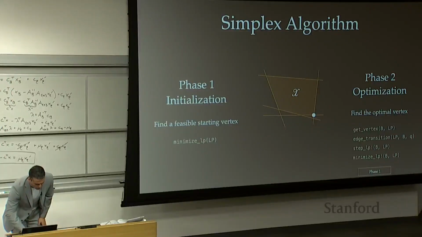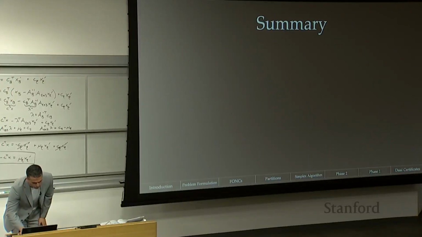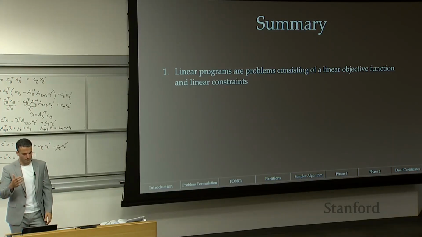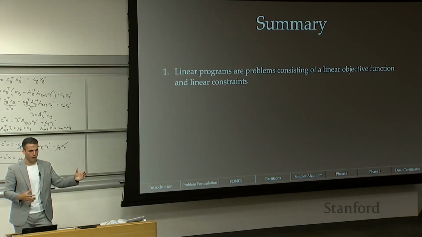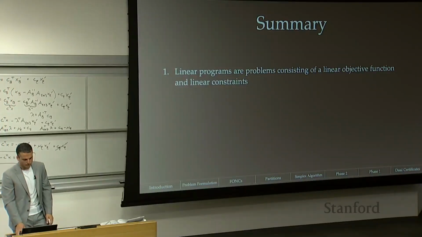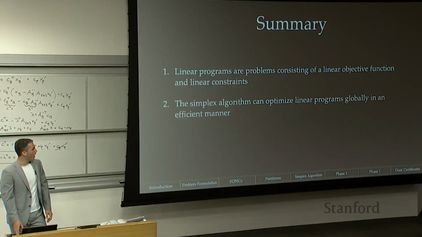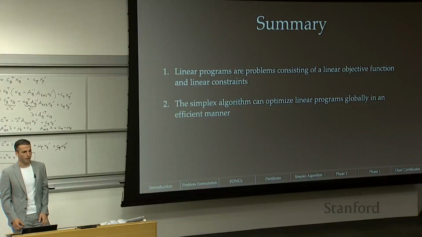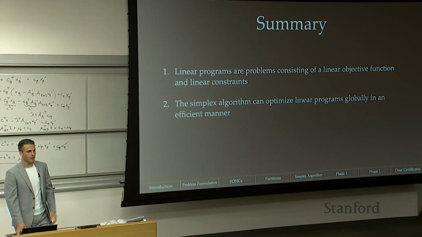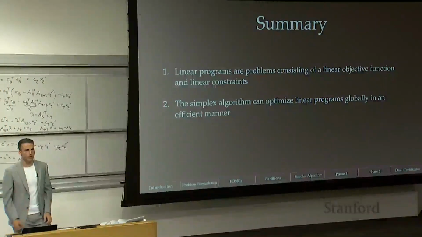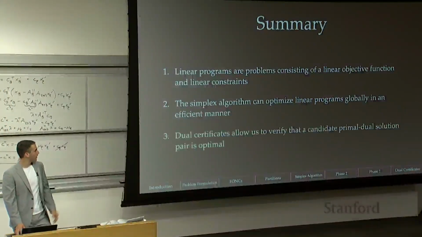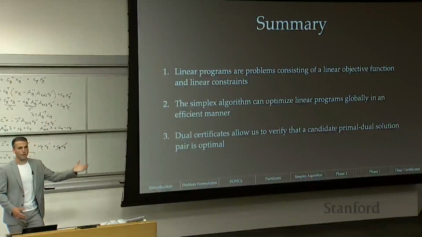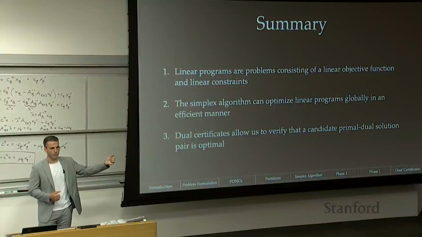I'll wrap it up here with a quick summary. What we saw was linear programs at the highest level: we have a linear objective and linear constraints, which gives us a linear program. We saw that the simplex algorithm could globally optimize these problems, and even when we're working with extremely high dimensional variables, we can still do it in an efficient manner, all relying on those first order necessary conditions. The part that we'll get to next time is dual certificates, which will allow us to check the solution that's returned here.